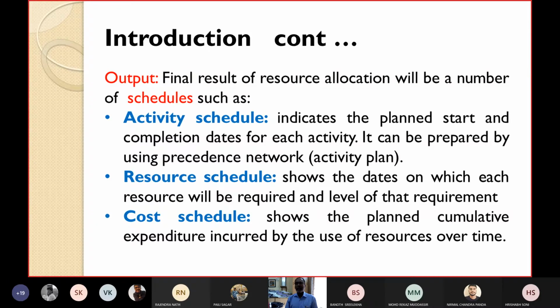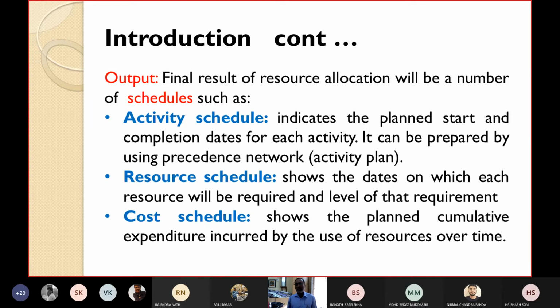The activity schedule can be prepared by using the precedence network or an activity plan. How to draw a precedence network we have already seen in the earlier classes. The next output will be a resource schedule. It shows the dates on which each resource will be required, and the level of that requirement. What is the level of that requirement? I mean, the number of resources required, whether we require 2 manpower, 3 computers, 4 printers, like that.